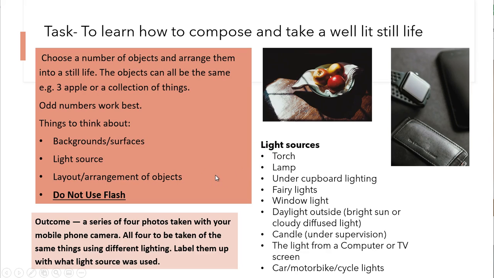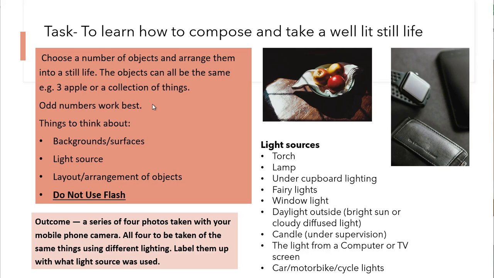So what am I going to get you to do this week? You need to choose a number of objects and arrange them in a still life. They can be any objects, so for instance 3 apples like this one here, or man-made objects like these ones here. It doesn't have to be 3, it can be a collection of however many you want, but it's got to be more than 1. I suggest that you use an odd number because they always work best in compositions.